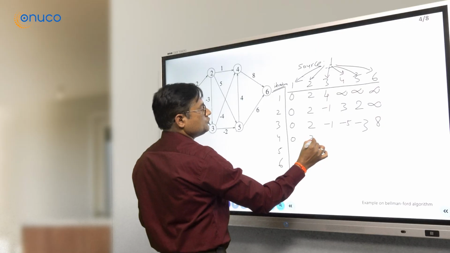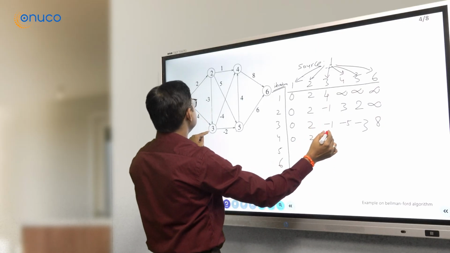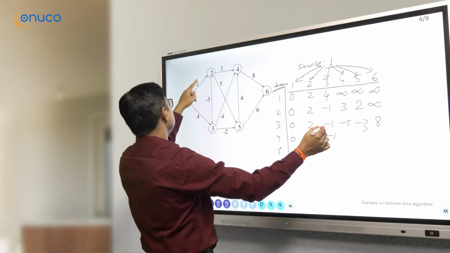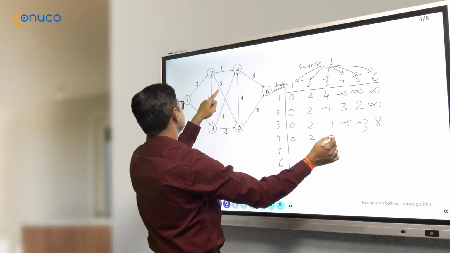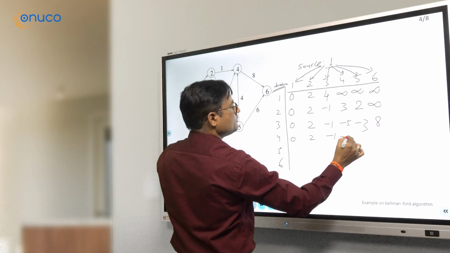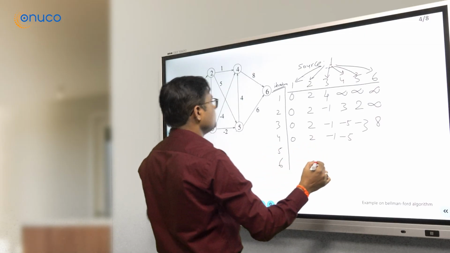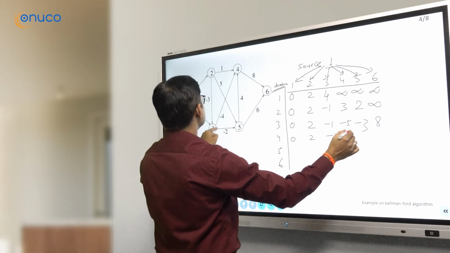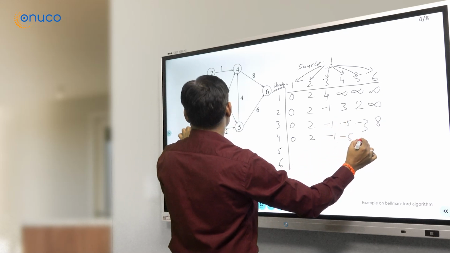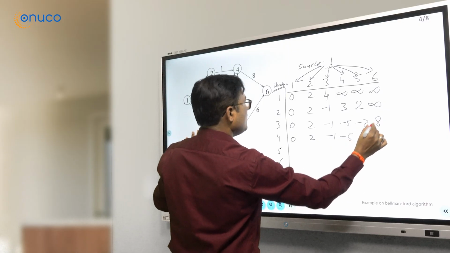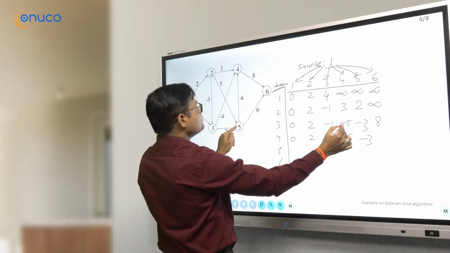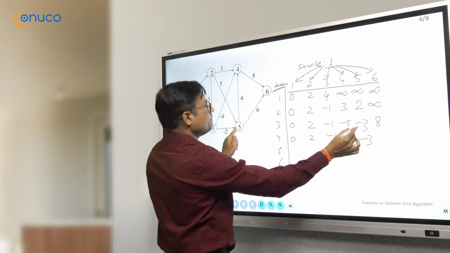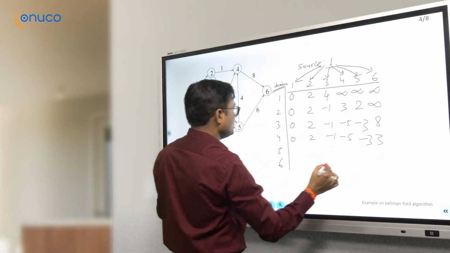Here is 0, here is 2, no change. And 1 to 3 is minus 1, no change. Now, 1 to 4 is minus 1 plus 4, minus 5, no change. Now, 1 to 5 is minus 1 minus 2, minus 3. And here, since this value is minus 5 plus 8, that is 3. Here we have minus 3 plus 6 is 3.